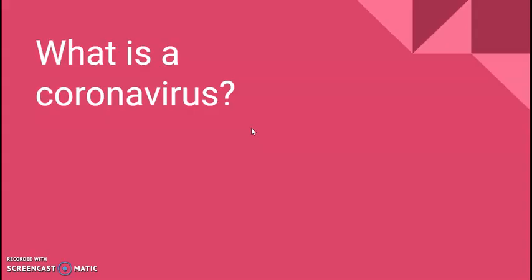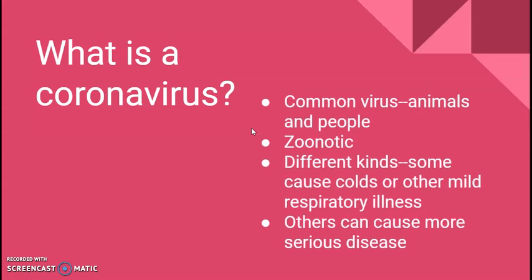So we've talked a little bit about what viruses are and some of the common types. So what is a coronavirus? Corona may be familiar to you, like the corona of the sun. It basically means something that looks like a crown, so that's where it gets its name. There are a lot of different types of coronaviruses, and there are types that infect animals and people.